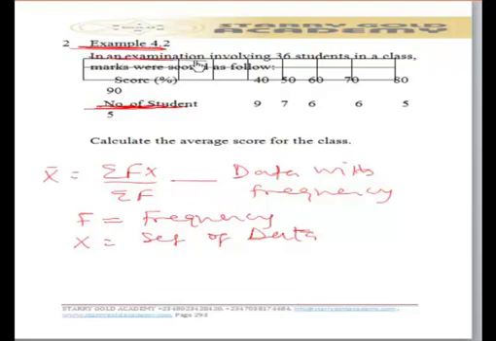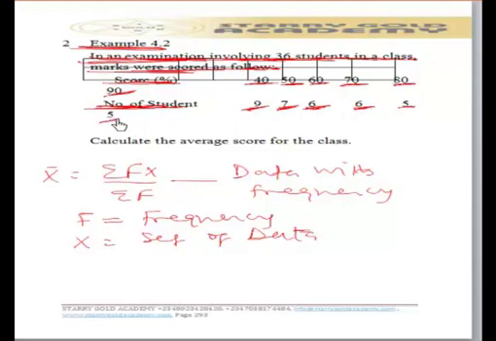In an examination involving 36 students in a class, marks were scored as follows. We have the score in percentage, and they include 40, 50, 60, 70, 80, and 90. On the other hand, we have the following number of students taking the respective scores. We have 9, 7, 6, 6, 5, and 5.